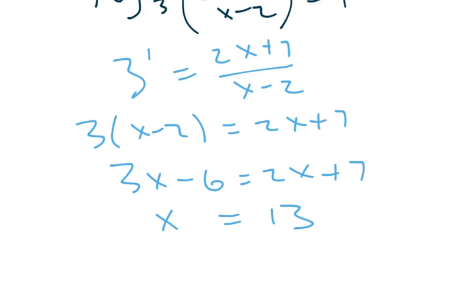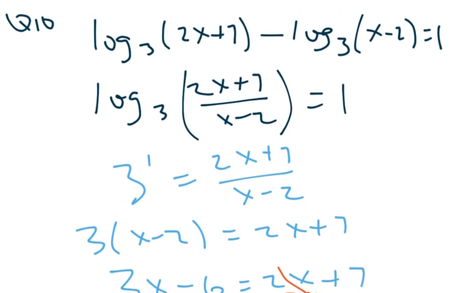Okay, what I did there was I subtracted 2x from both sides. So this disappears. I'm left with x over here. And then I add 6 to both sides. x equals 13. Always nice to see if that works. So let's say x equals 13.